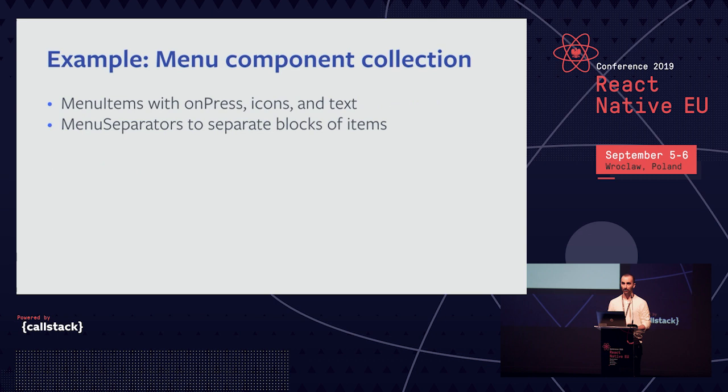So I'm going to concretize that a bit more and show a more real-world use case, where let's say I'm a component designer for some core components in my app, and I'm making a menu. And this menu can have menu items and menu separators. So the menu items are going to be clickable buttons. They'll have an icon and a name, some text. And menu separators will be like a thin gray line that separate blocks of these menu items.